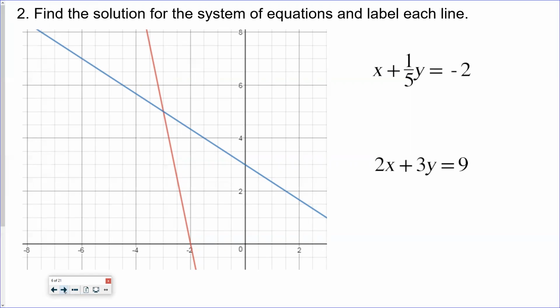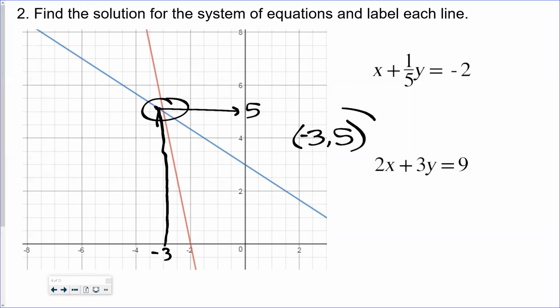Okay, my solution is going to be right here. I'm going to go to the side here, and I'm going to see we were between 4 and 6. So that's going to be 5. I'm going to go, I can't see it that well, straight down. Again, between -2 and 4, so we're going to have -3. So what is my solution? -3, 5.